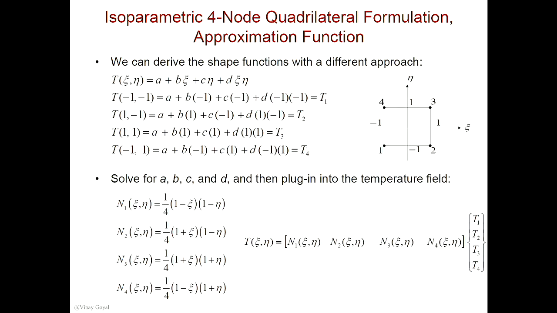Another approach that's more systematic to come up with these shape functions is to basically take the approximation function, plug in minus 1, minus 1, and then you should get T1. Plug in 1, minus 1, you should get T2. So I'm basically evaluating that polynomial, that approximation function, at each of these corners. I will have four unknowns, A, B, C, D, and I have to write that in terms of the nodal unknowns, which are T1, T2, T3, T4. When you do that, you will get the same answer I got before. So there is a systematic approach to get them, and it is relatively straightforward to do.